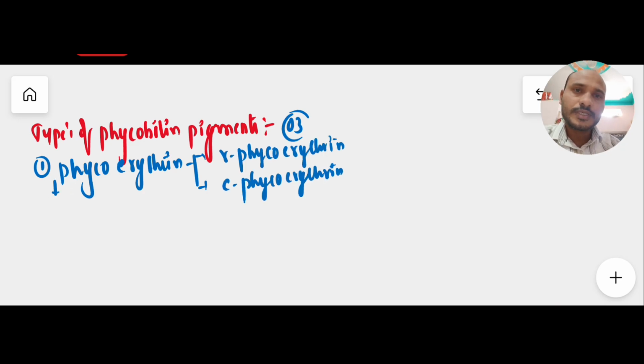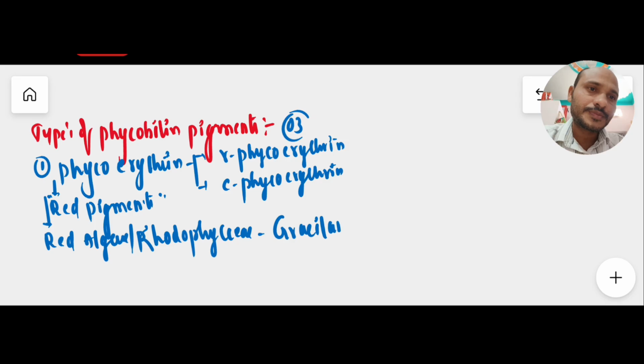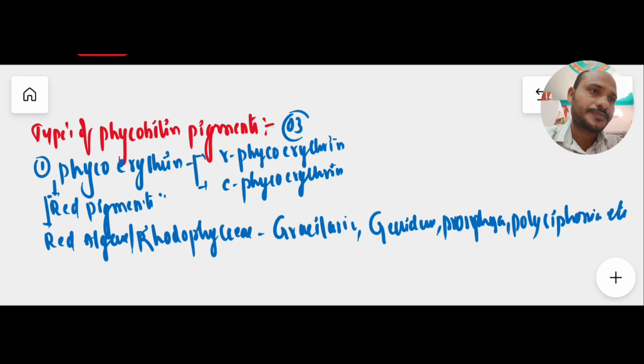Generally, these phycoerythrin pigments are red in color. It is a red pigment. Erythrin means red, like erythrocytes, red RBC, red pigments. Hence, phycoerythrin is found in red algae, also called Rhodophyceae members, like Gracilaria, Gelidium, Porphyra, Polysiphonia, etc. So all these are the various Rhodophyceae member algae, in which only we have seen this pigment.